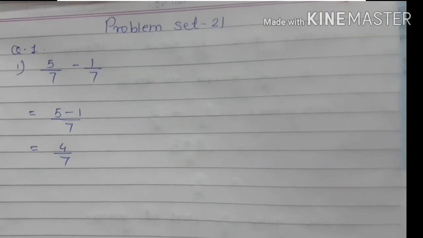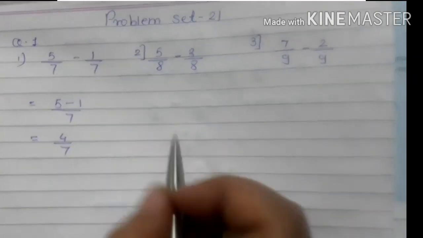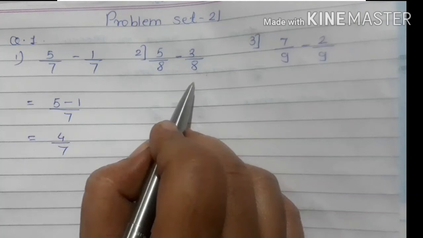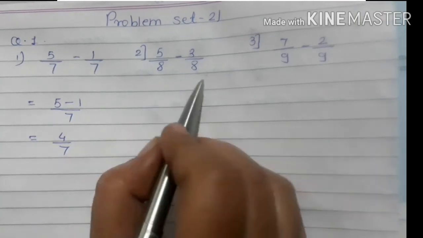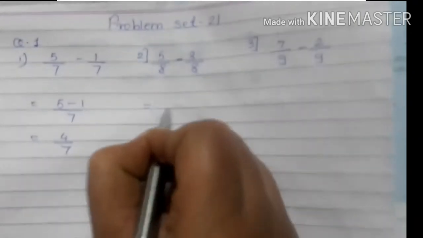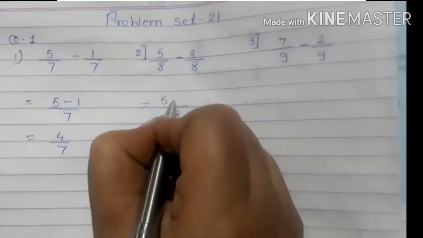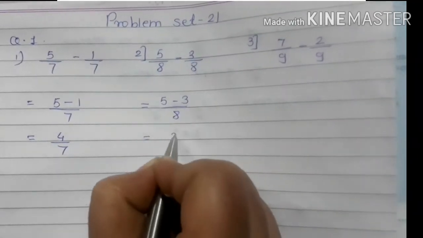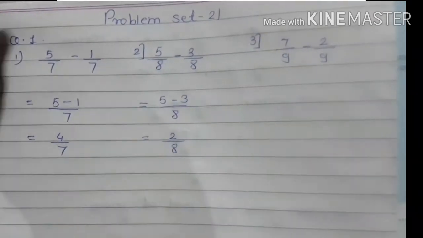See the next one. See the second one. 5/8 minus 3/8. Observe the denominator. Both are same. So write it one time. Now 5 minus 3. 5 minus 3 is 2. So the answer is 2 upon 8.